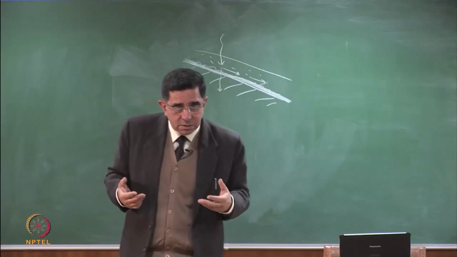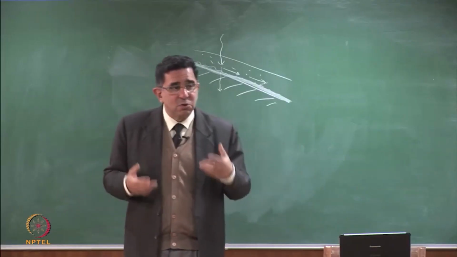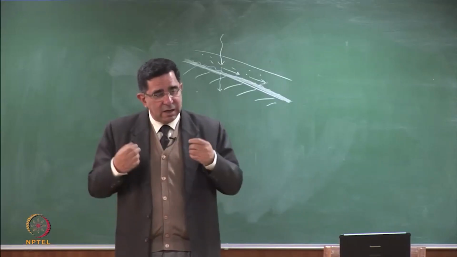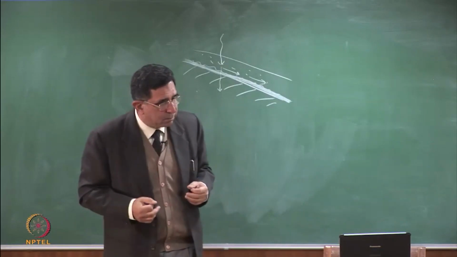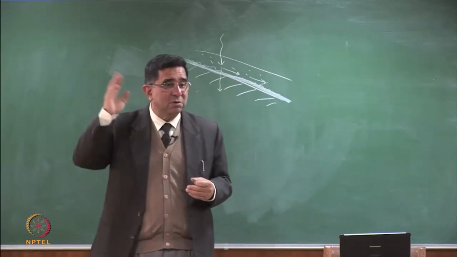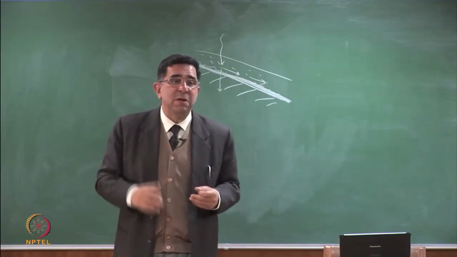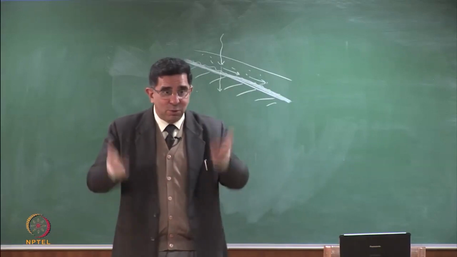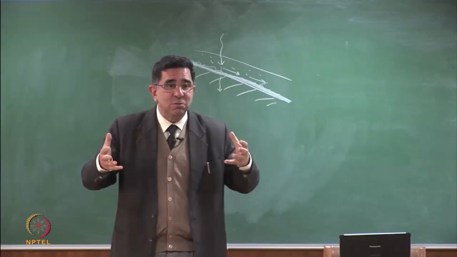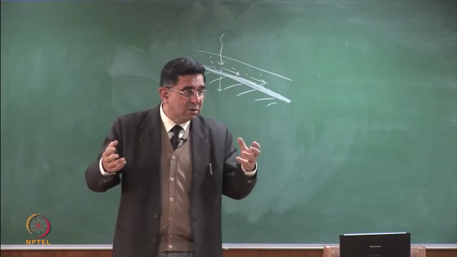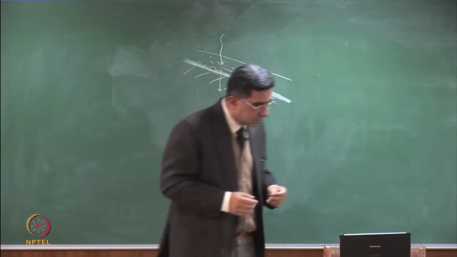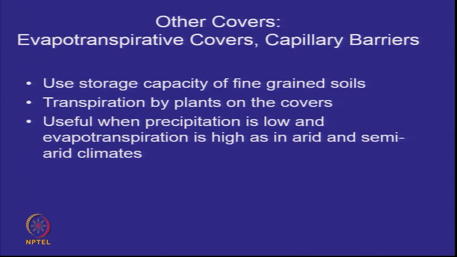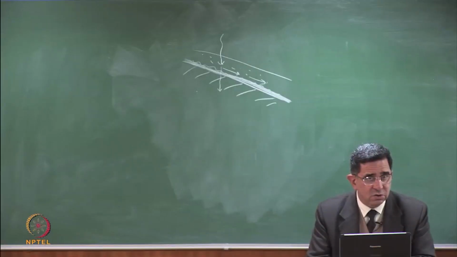So evapotranspirative covers and capillary barriers are systems which don't allow the water to go below the cover purely by the holding capacity, the capillary action, and having plants which will send it back up. In arid and semi-arid climates, evapotranspiration will normally be more than the precipitation over the year. But at peak time, precipitation will be more than the evapotranspiration. At that time, the soil should be able to hold it, and your plants should be able to take that water out of the system. So with this, we come to an end of our discussion on covers.